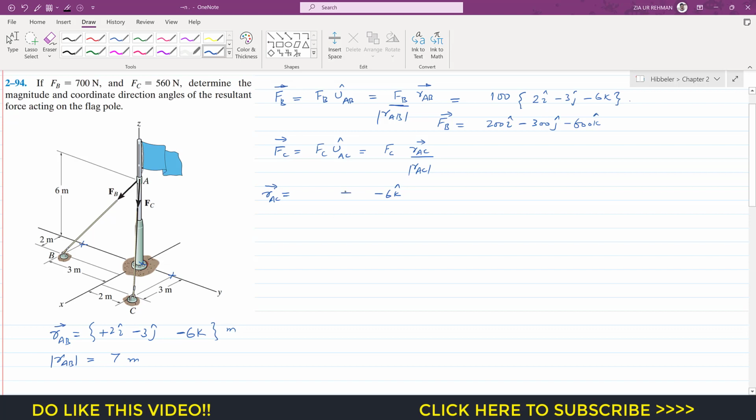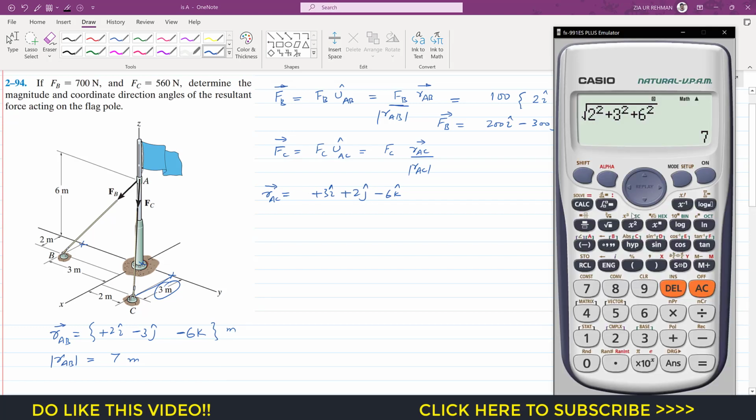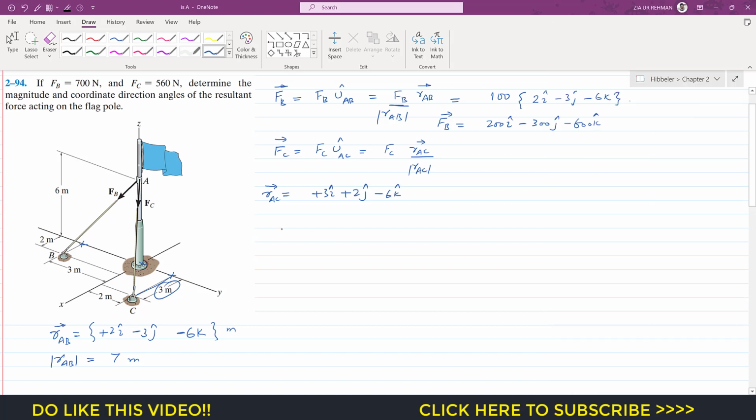So I will write plus 2j, and then I need to move this 3 meters distance in the positive x direction. So I will write plus 3i. So this is the position vector from A to C, and if I find the magnitude of this, again we will have that same value. So this is 3 squared plus 2 squared plus 6 squared. So this is 7, right? So our AC magnitude is again 7 meters, and this is also in meters.